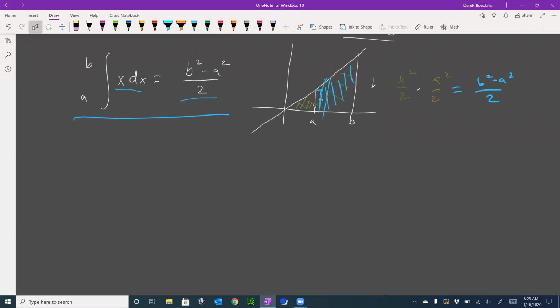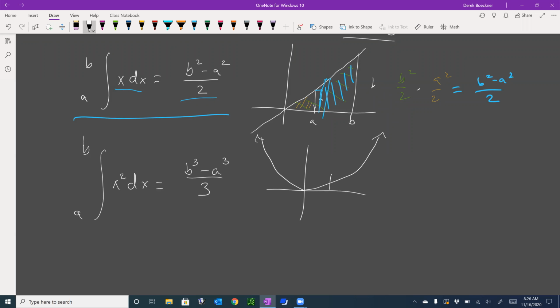And the geometry on the next one that I'm going to write down doesn't work out so well. So we're just going to write down what the formula is without proof in this case. But we have shown it before. I know we showed quadratics in the previous homework. So this is b cubed minus a cubed over 3 instead of over 2. And so you've got a parabola from a to b, and that area will be that.